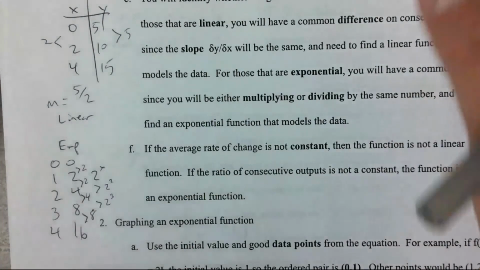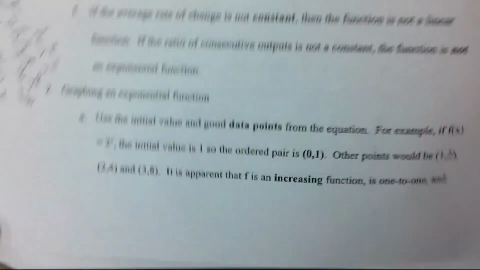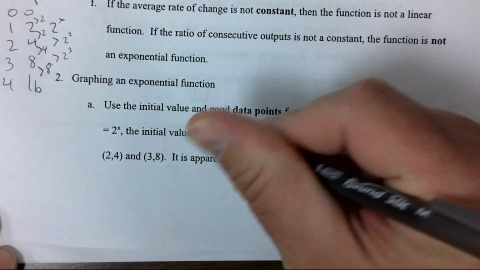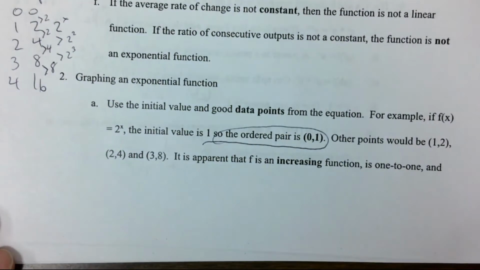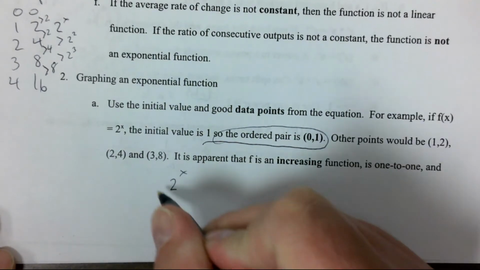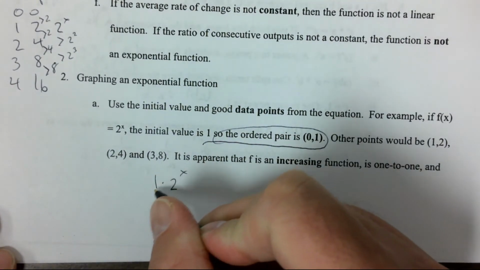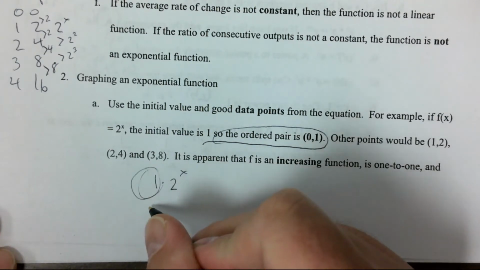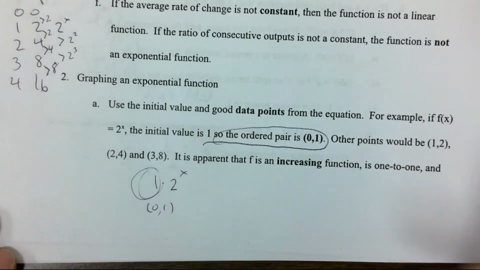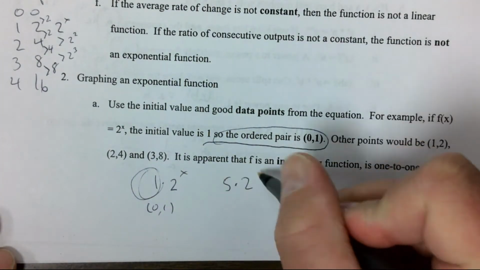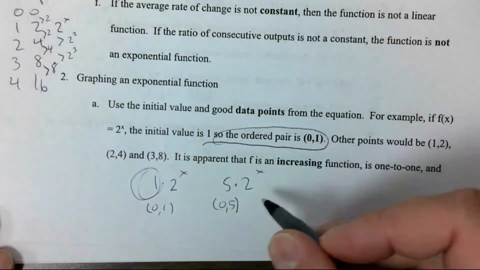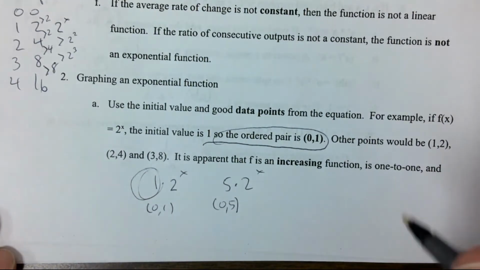Etc. Now one of the main things is your original ordered pair is going to be 0, 1 if you have no number in front. In other words, if you have 2 to the x, then this part right here is understood to be 0. That means 0, 1. But if you have 5 times 2 to the x, that'd be 0, 5. And on both of those, the base is 2.